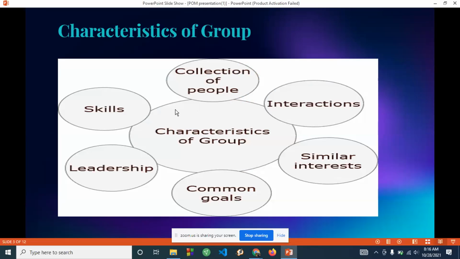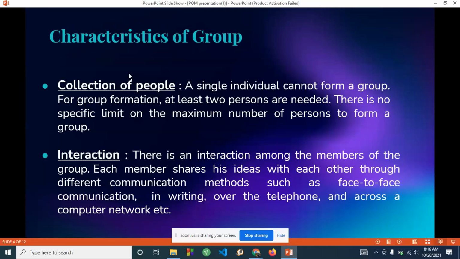The characteristics of a group are: collection of people, interactions, similar interest, common goals, leadership, as well as skills. Collection of people means single individuals cannot form a group. For group formation, at least two or more persons are needed, and there is no specific limit for the maximum number of people. Groups operate in social situations as well. People must be motivated towards joining the membership of the group. The involvement of people alone does not make a group. There must be interest. There must be common goals of the collection of people as well.